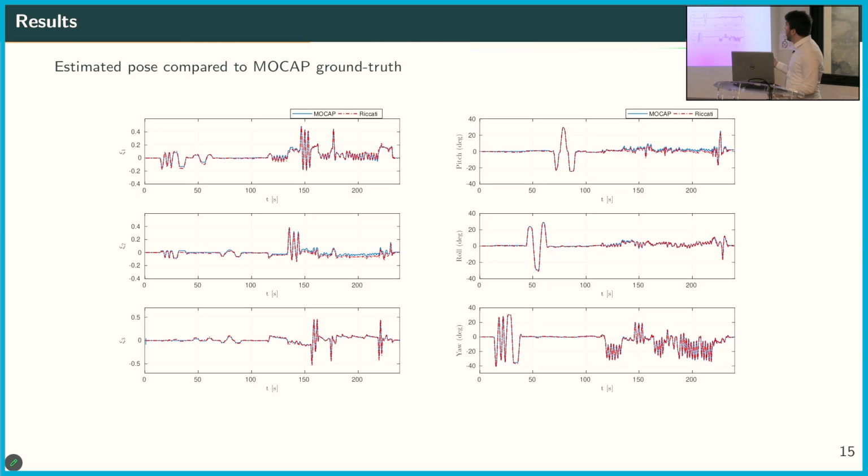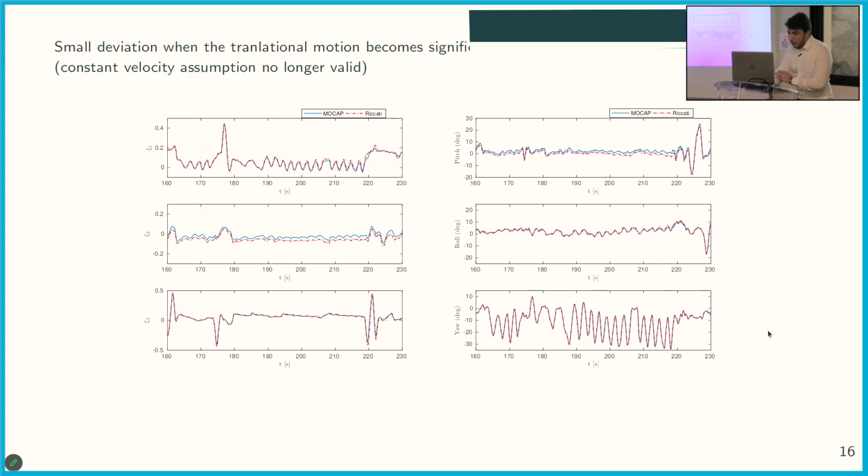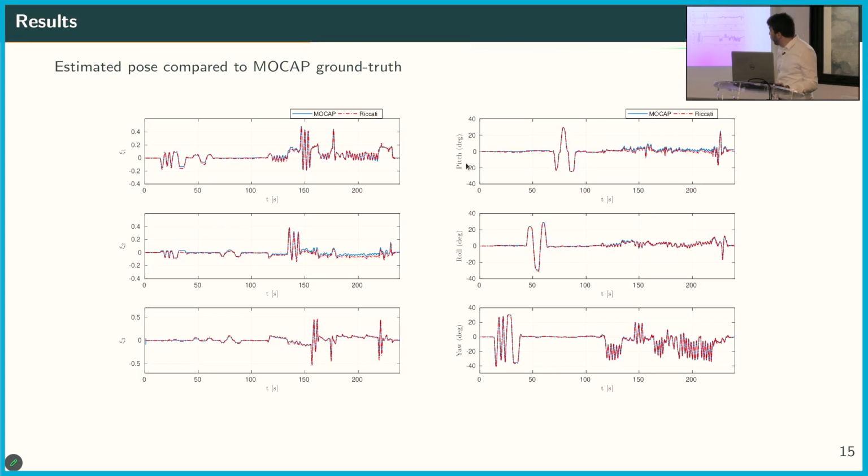So we do this, and we can see here, in blue, we have the motion capture ground truth, and in red, we have our pose estimate. These are components for the position vector, and these are the Euler angles for the orientation. We can see that we get some small deviations over here.